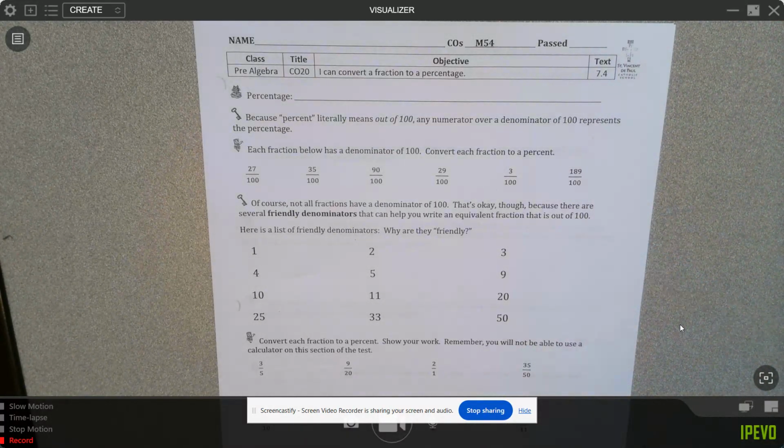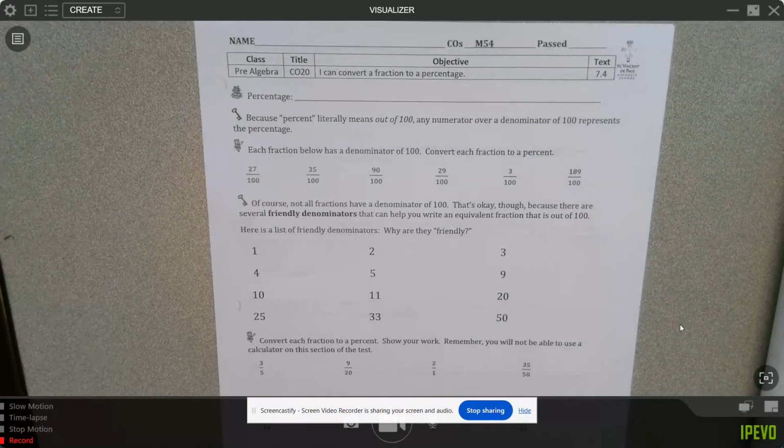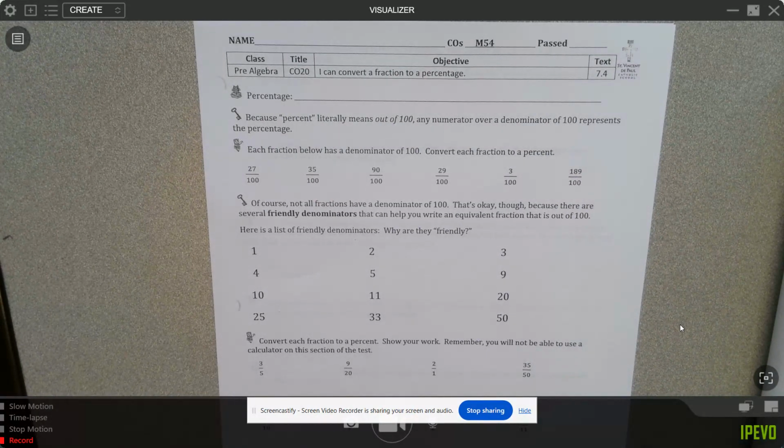Here we go. All right, so CO20, I can convert a fraction to a percentage. We were working with decimals to percents in our last objective. What is our magic number? Amala? 100. It's going to be the same thing with fractions. Magic number is 100. We wanted to go to the 100th place in our decimals. We're going to be going to the 100th for our fractions. So let's look at what that means.